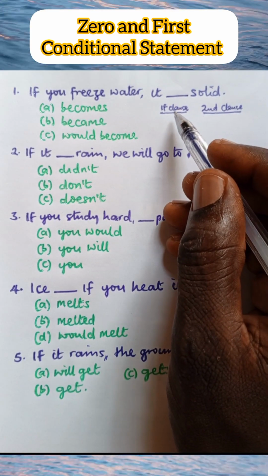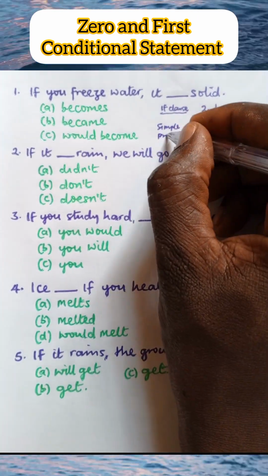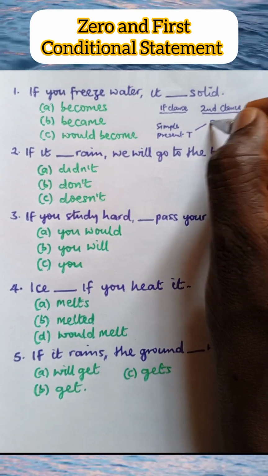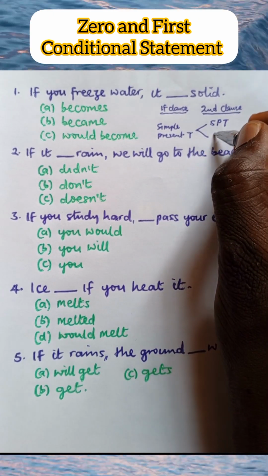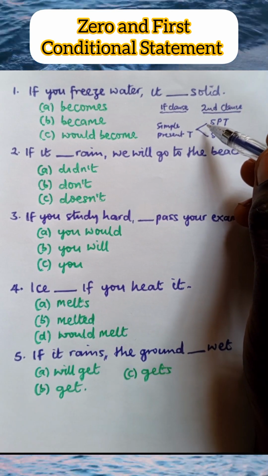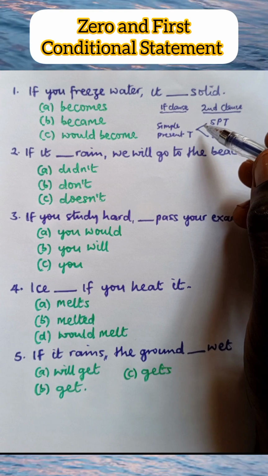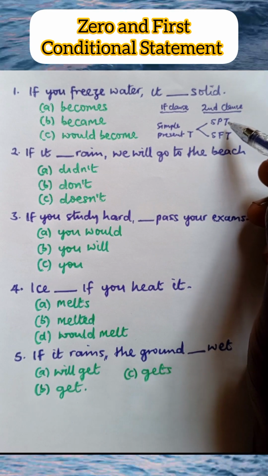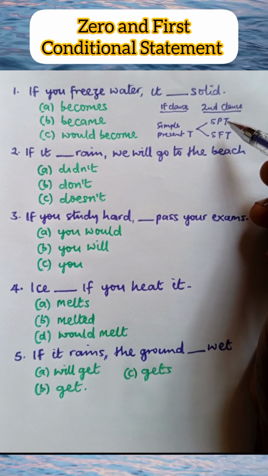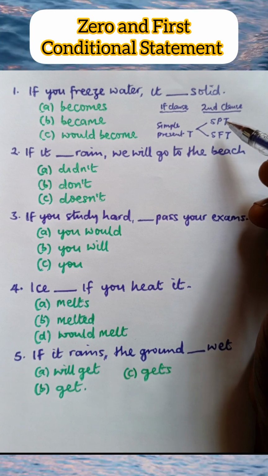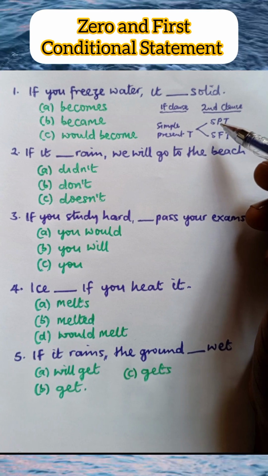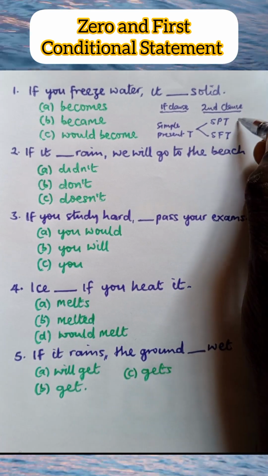If the verb in the if clause is a simple present tense verb, then the second clause will contain either a simple present tense verb or a simple future tense verb. Now, if the conditional statement is a universal truth, then the verb in the second clause takes a simple present tense verb. A universal truth statement is a statement where if the idea in the if clause occurs, then the idea in the second clause certainly takes place. This is called the zero conditional statement.